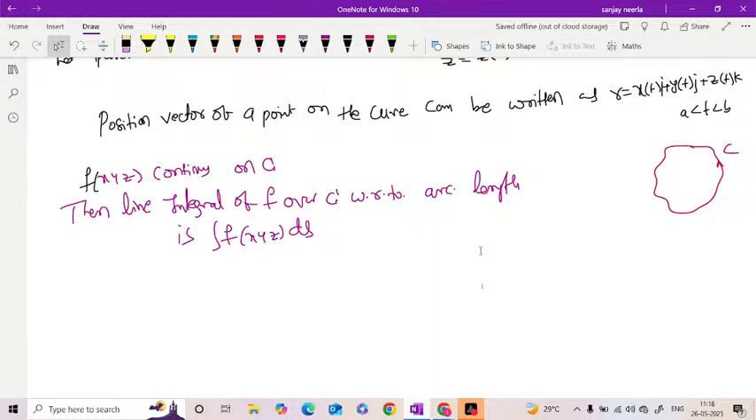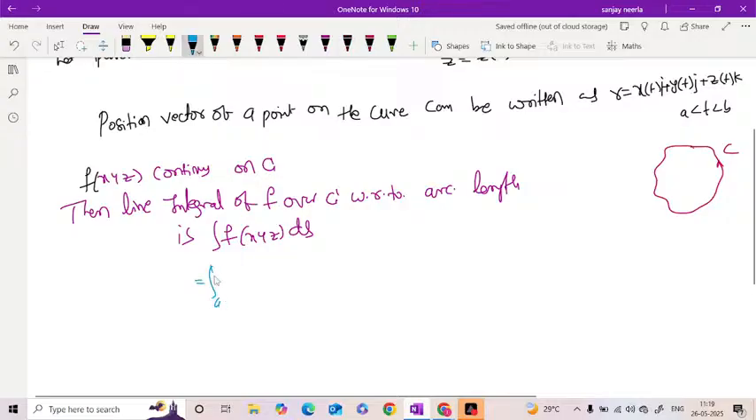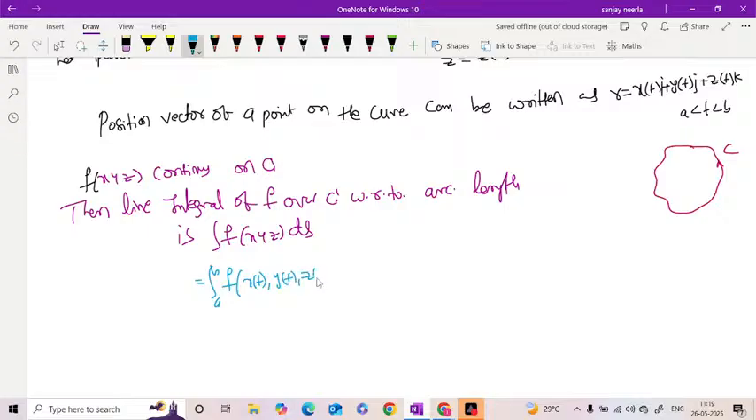So ds is the arc length. That means in terms of three symbols, how can we write? We can write in the parametric form: integral a to b, f where x is a function of t, y is a function of t, and z is a function of t, and ds is equal to, what is the ds here? ds is equal to under root of (dx by dt) whole square plus (dy by dt) whole square plus (dz by dt) whole square into dt.